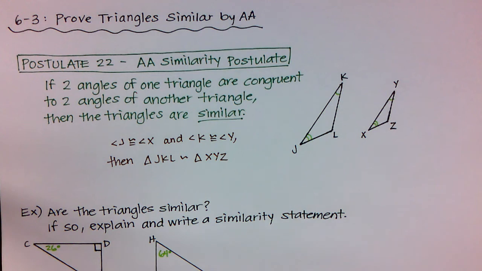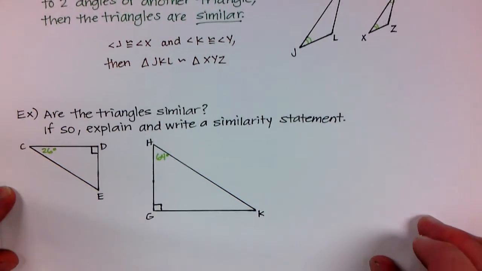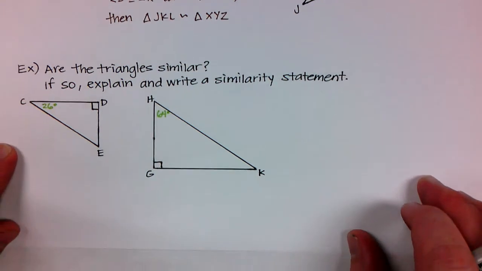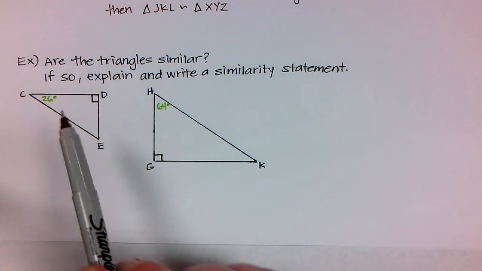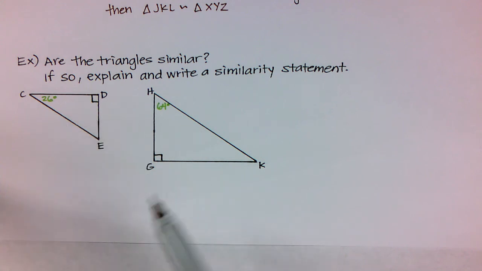So let's go ahead and do an example like this, using this new postulate, the AA similarity postulate. And what it says is, are these triangles similar? Okay, so I have two triangles. One's drawn upside down, but that's okay. If so, explain and then write a similarity statement.